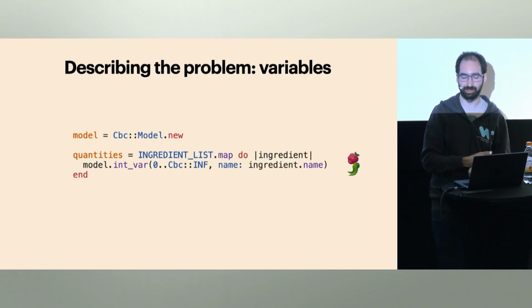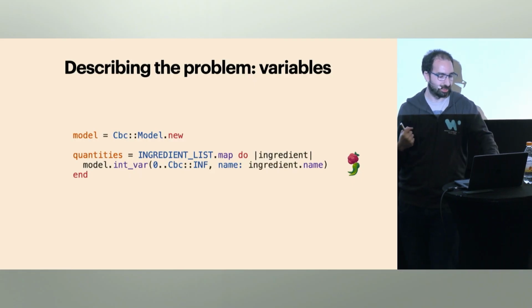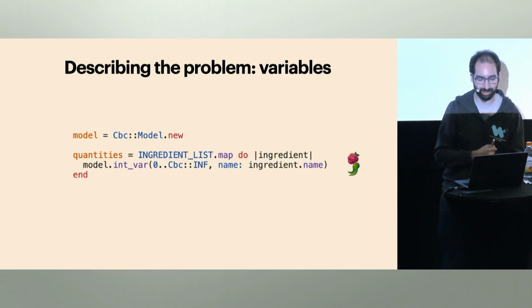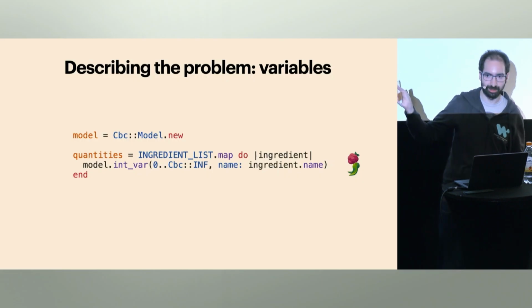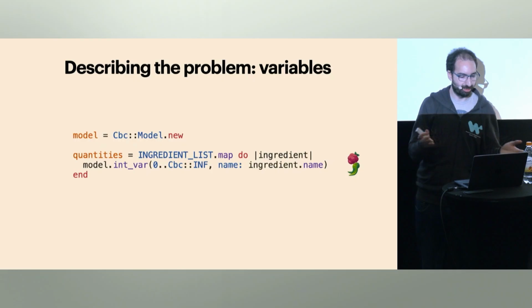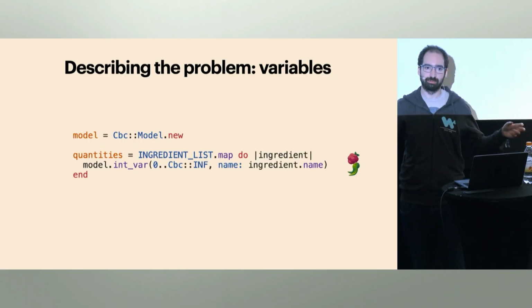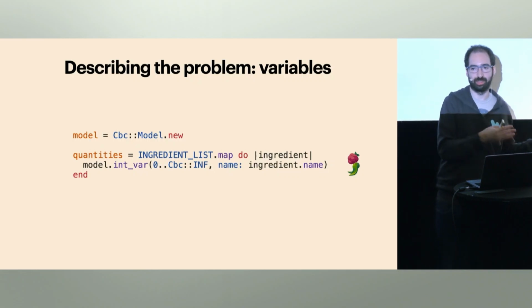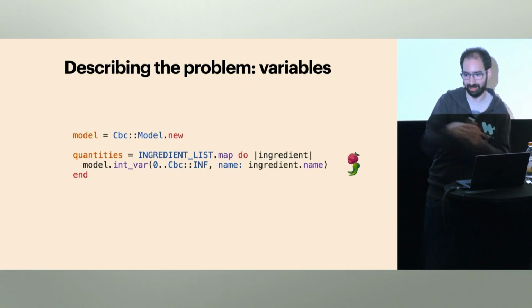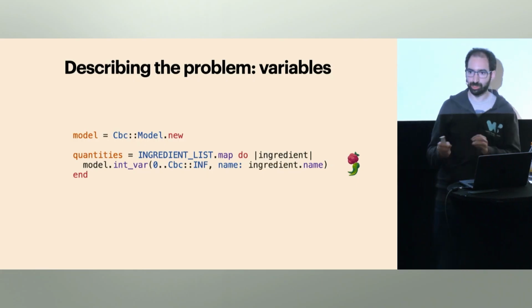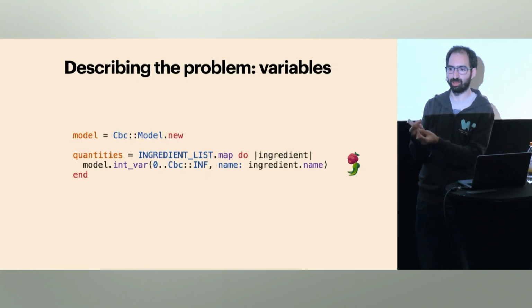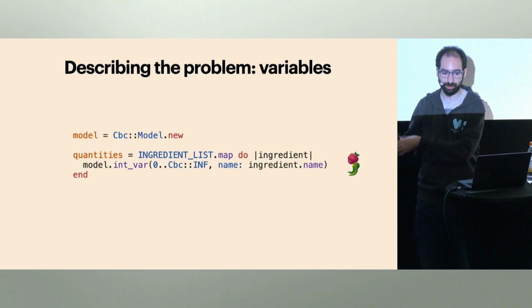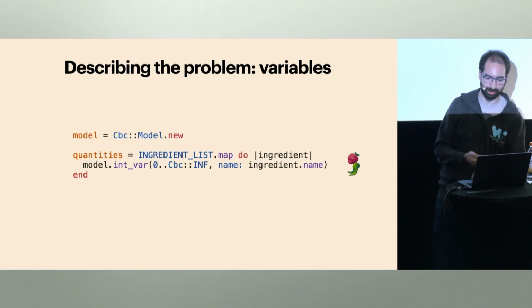We start by creating a new model, and then we declare our variables. The quantities are the quantities we're going to use for each ingredient. From this line, this is a map, so you get an array of Ruby objects that symbolize an unknown quantity that we're going to try to set a value to later. Once you have that, those are normal objects, so you can take this quantity that you don't know the value of and do additions and multiplications with it.